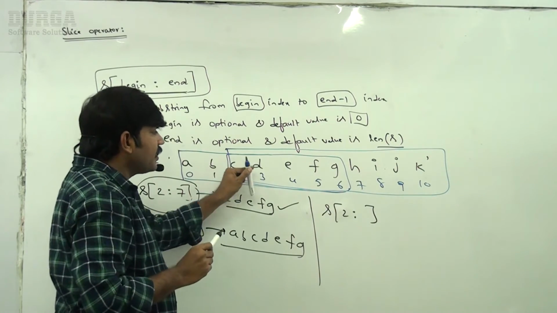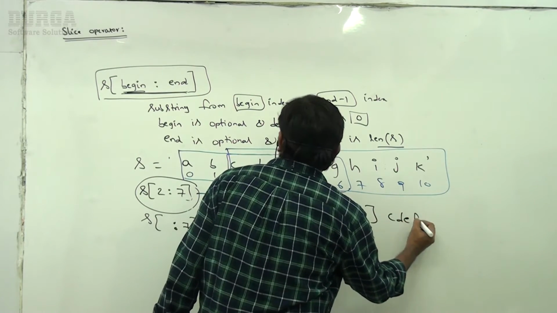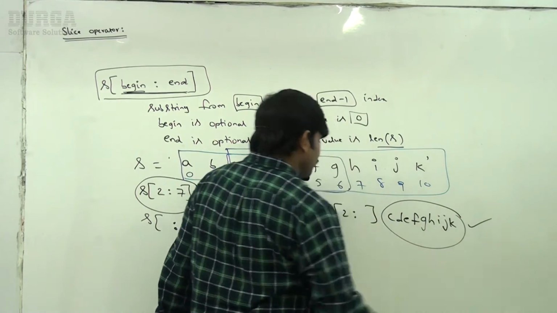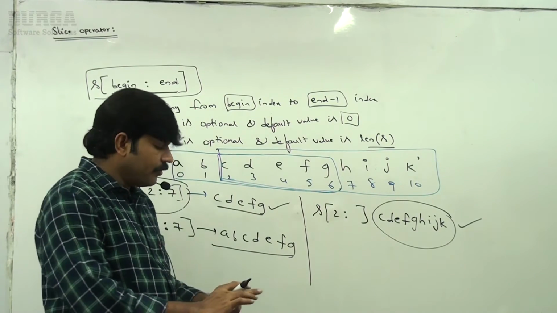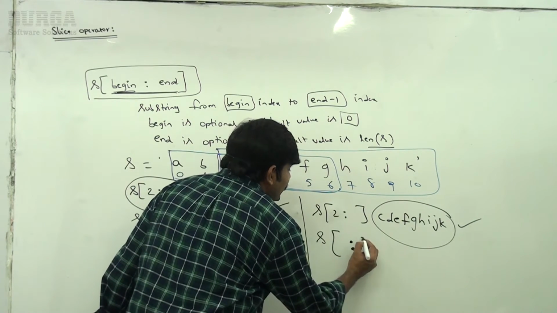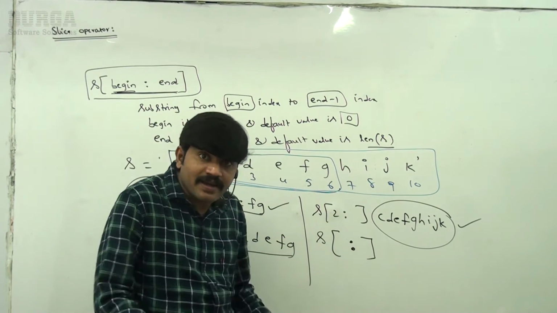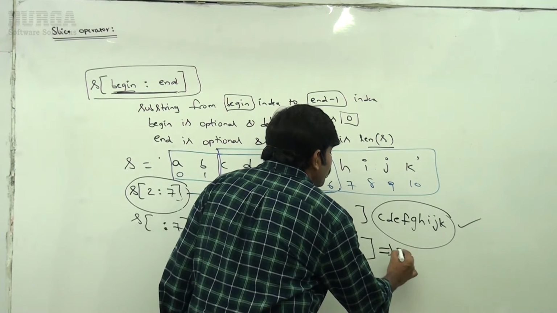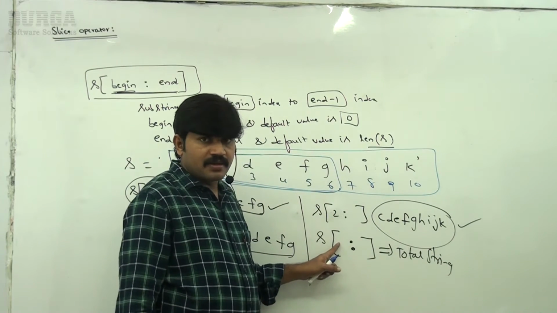So C, D, E, F, G, H, I, J, K itself is the answer. Remember this one. With begin and end attributes, what is the behavior? S of just a colon, that's all. We are not specifying begin attribute, we are not specifying end attribute, then what value are we going to get? Very simple, total string we will get, because you didn't specify begin, default value 0.